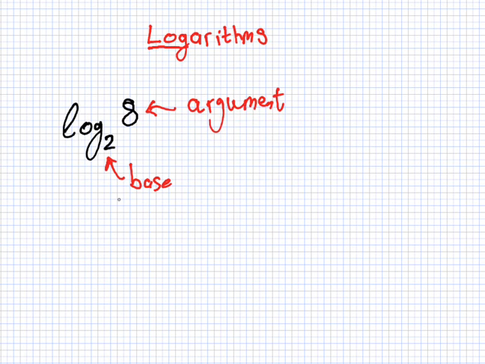So the meaning of something like this, log base 2, argument 8, it's literally asking you 2 to what power will make 8. That's what I'd like to know for this. So what would be the answer here? It would be 3. So that's what we mean by log. It's asking you what power to put on 2 to make 8.